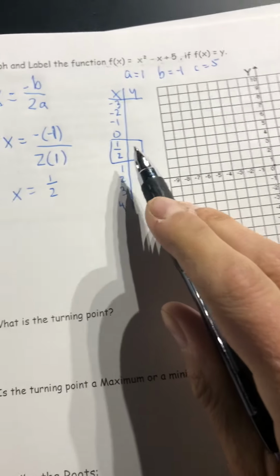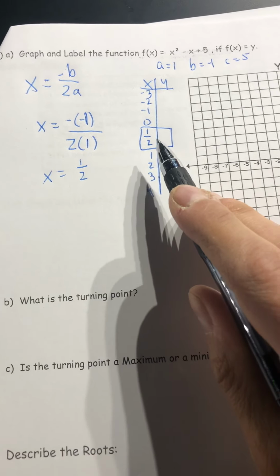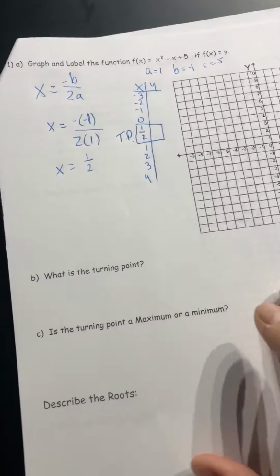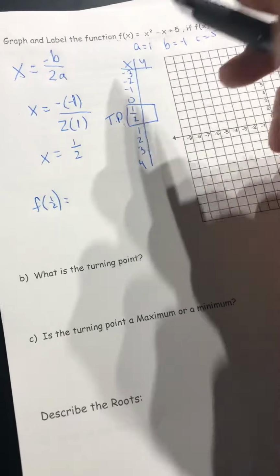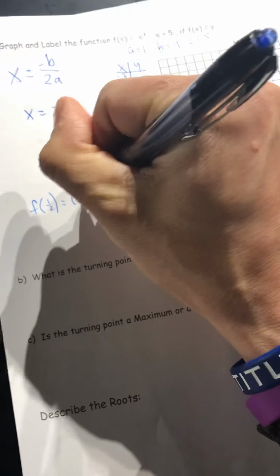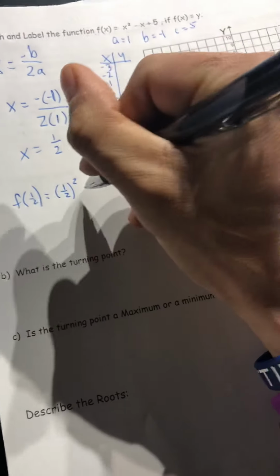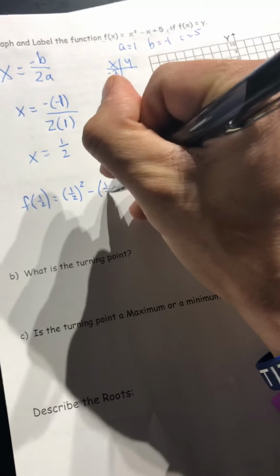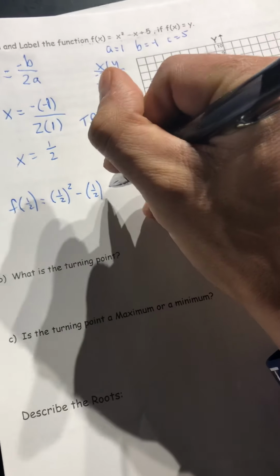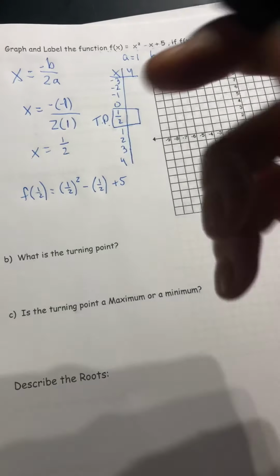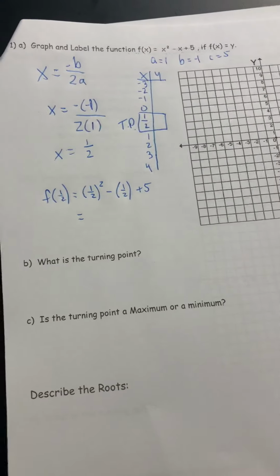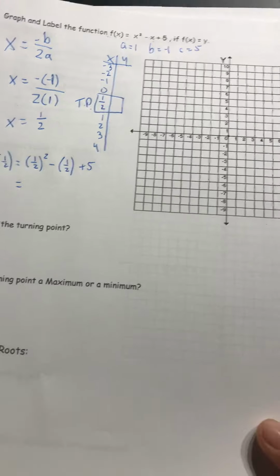To find the turning point by hand, I'm going to take this 1/2 and plug it into the equation. So we're basically doing f of 1/2. I'm going to plug 1/2 in right here for x. So we have 1/2 squared minus 1/2 plus 5. Now I'm going to use my calculator to simplify this for me. Make sure when you do that to use parentheses.